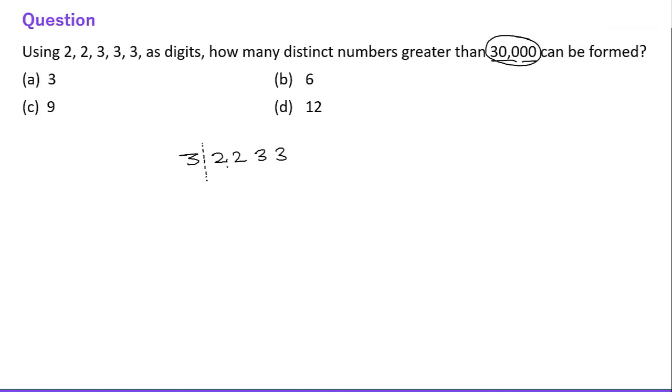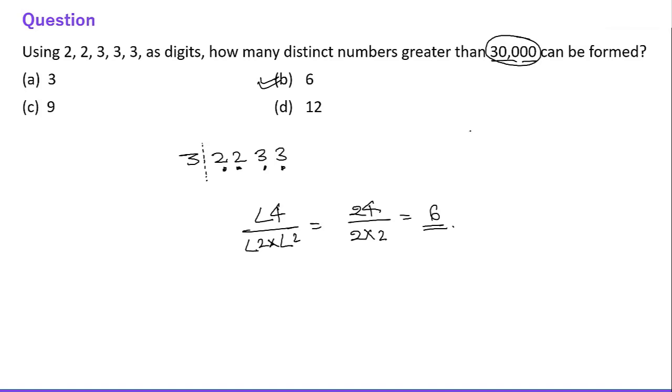So 3 has to be fixed in the beginning as the first digit. After that, you have 4 more digits to set. Fine. So here, we have 2 times 2 and 2 times 3. So actually, this is factorial 4, 4 digits, divided by factorial 2 into factorial 2, because there are repetitions. Fine. So this is 24 by 2 into 2. So 24 by 4, which is 6, right? So 6 numbers can be formed, right?